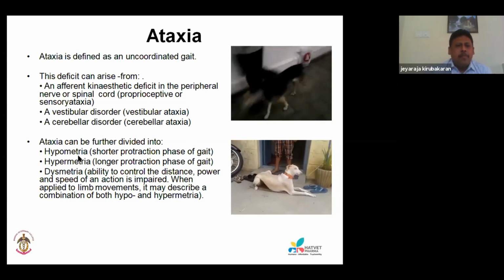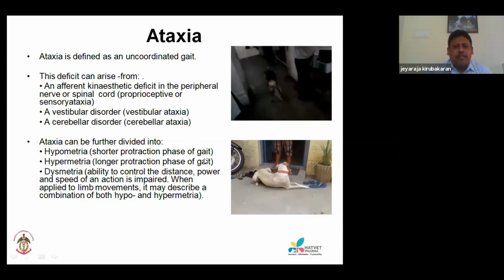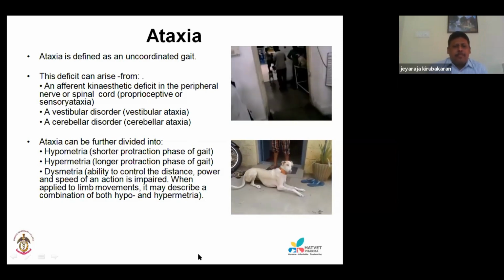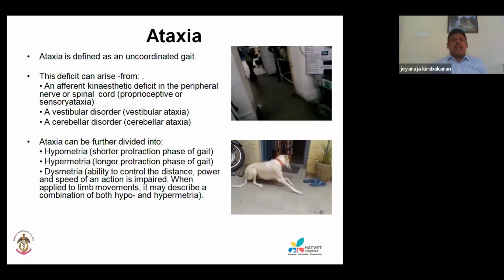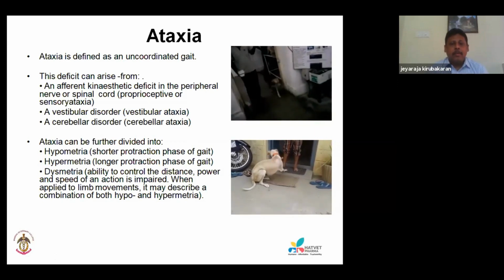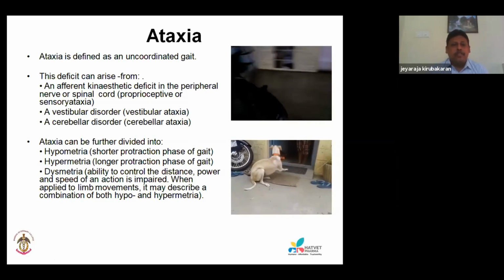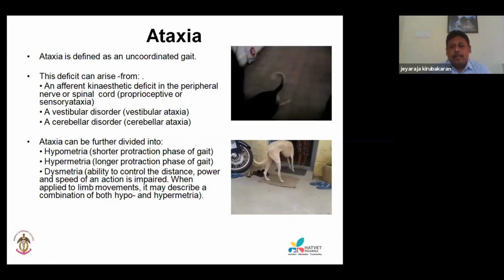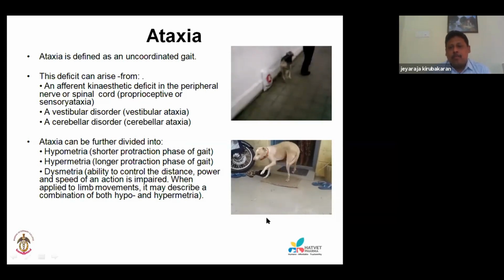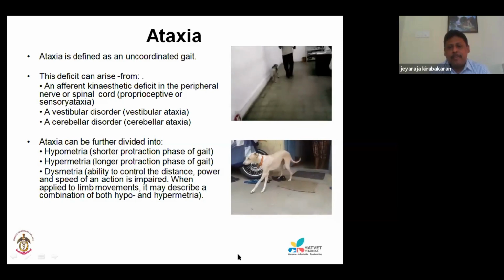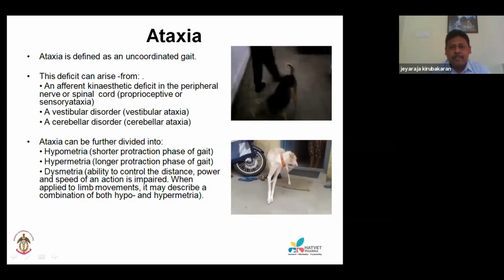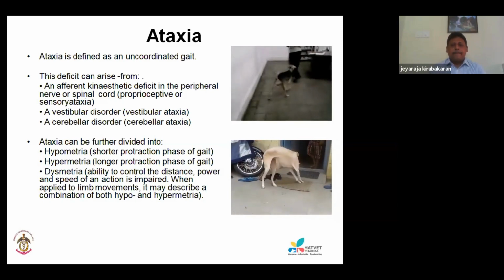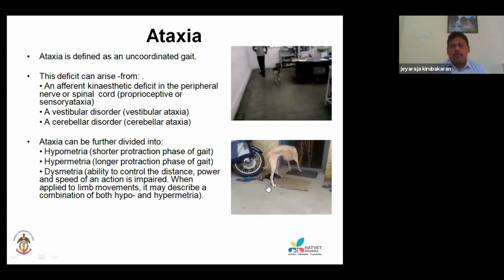Just watch this. Hypometria is a shorter protraction of the swing phase of the gait. You will have short steps, and with hypermetria you will have abnormally long steps, something like a goose-stepping gait, as you call it. So just watch those videos. This video came through WhatsApp, sent for reference. This is a shorter protraction, which is hypometria. You can see the video down.